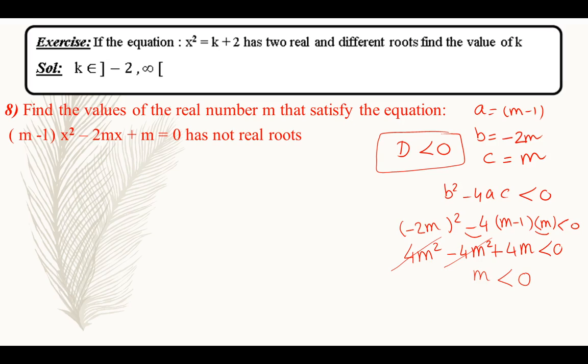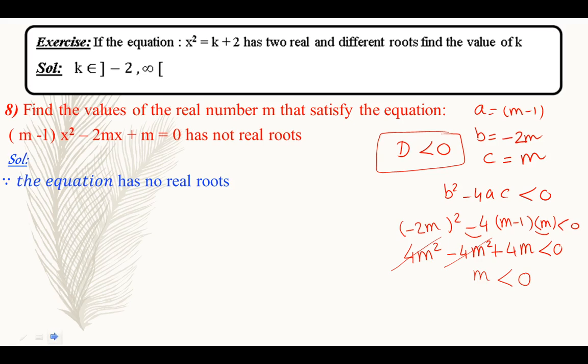So m is all the numbers which are smaller than 0. What are the numbers which are smaller than 0? You have negative 1, negative 2, negative 3, negative 4, negative 5, and so on. And here we don't have an equal sign, so m will belong to the interval from negative infinity open to 0 open. Let's solve it again by using the PowerPoint.